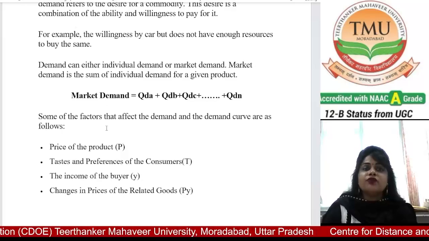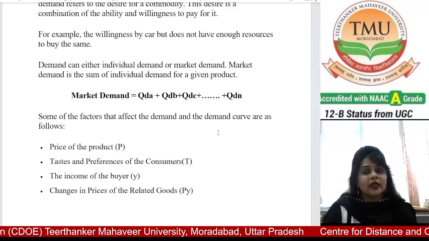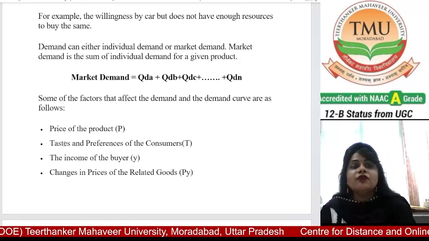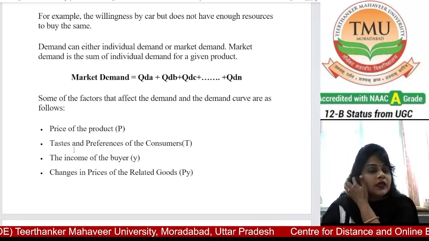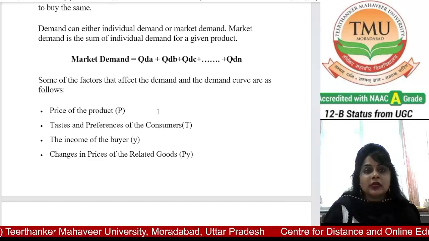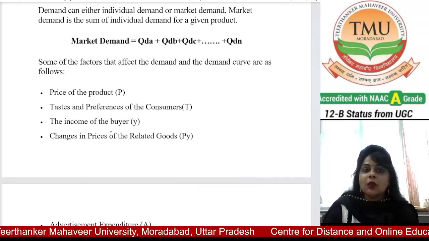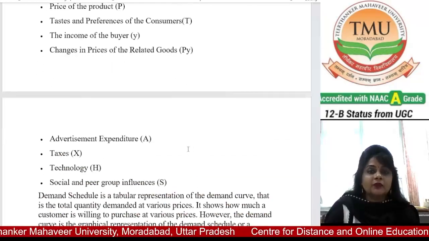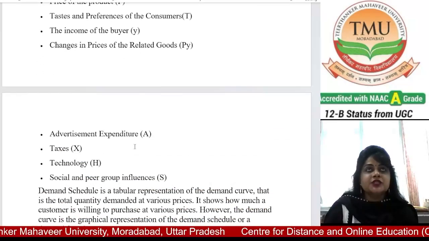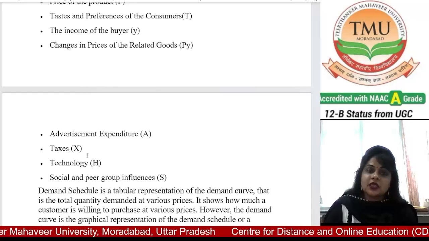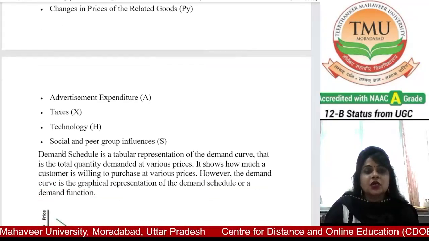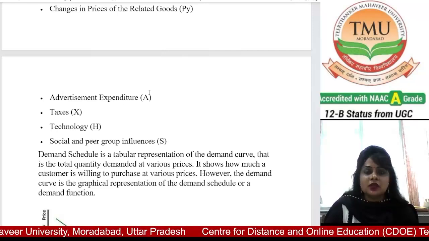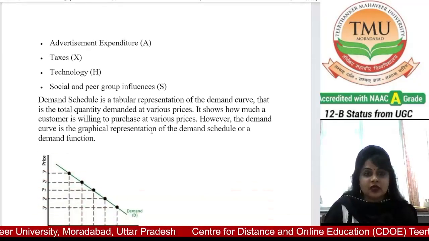The factors that affect the demand and demand curve are as follows. Price of the commodity, P. Taste and preference of the consumer, indicated by T. Income of the buyers, Y. Changes in price of related goods, Pr. Advertisement expenditure, A. Taxes, X. Technology, H. And social and peer group influences, S. There are also other factors.